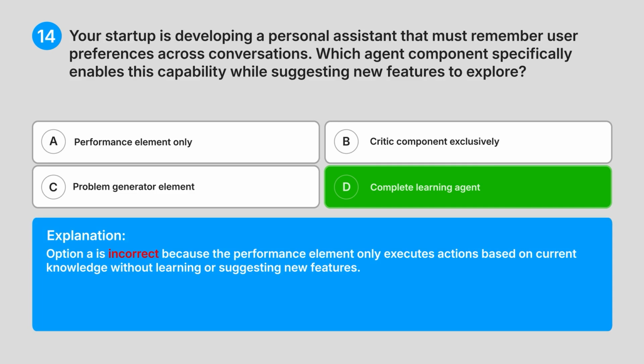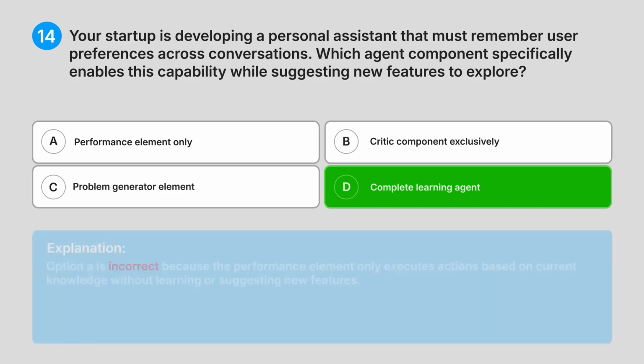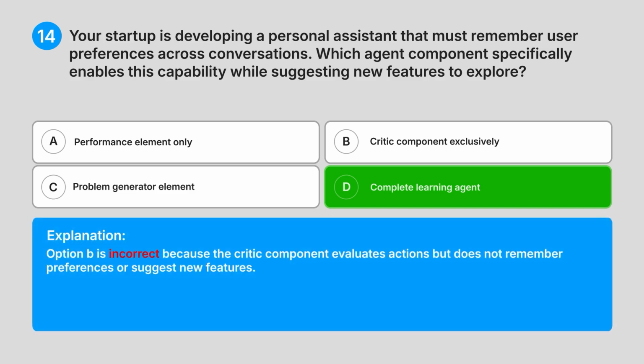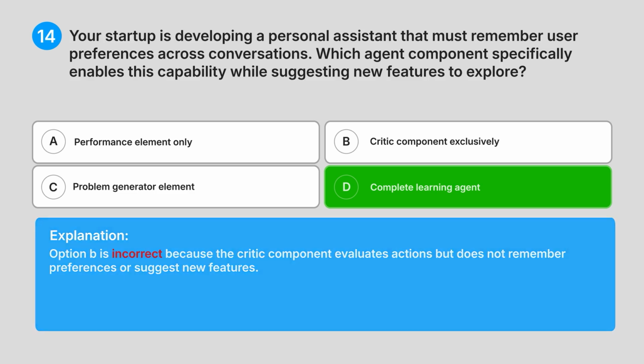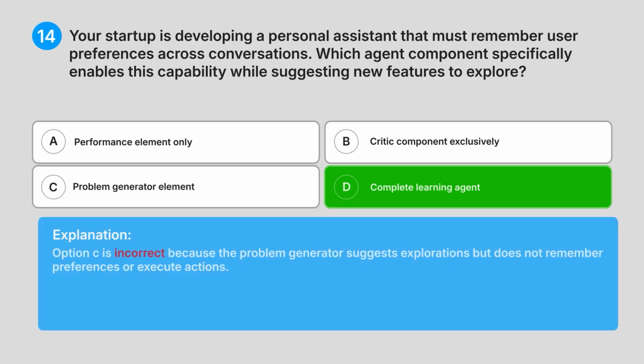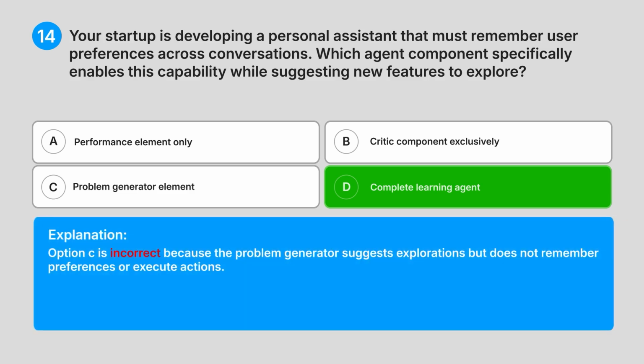Option A is incorrect because the performance element only executes actions based on current knowledge without learning or suggesting new features. Option B is incorrect because the critic component evaluates actions but does not remember preferences or suggest new features. Option C is incorrect because the problem generator suggests explorations but does not remember preferences or execute actions.